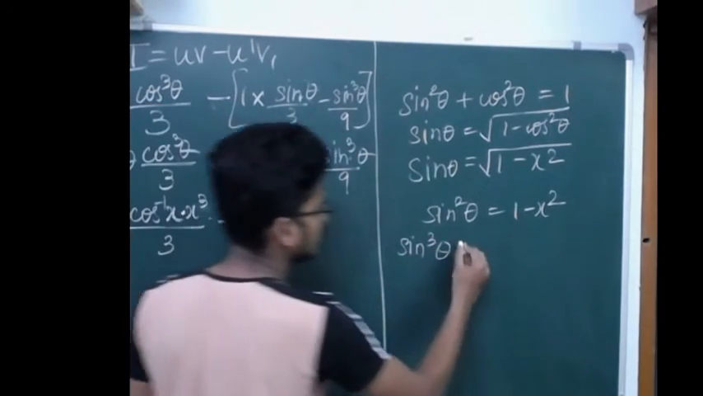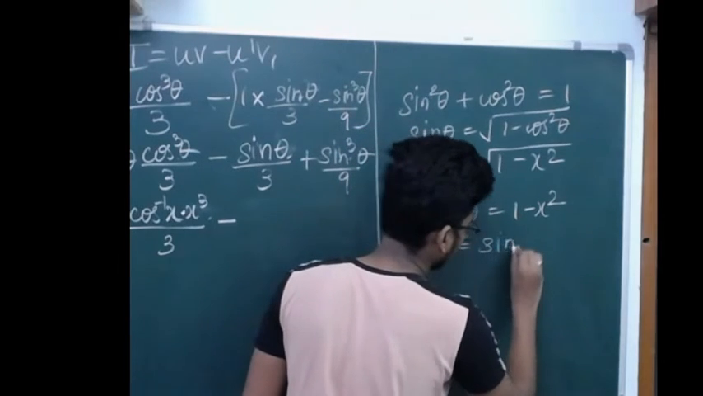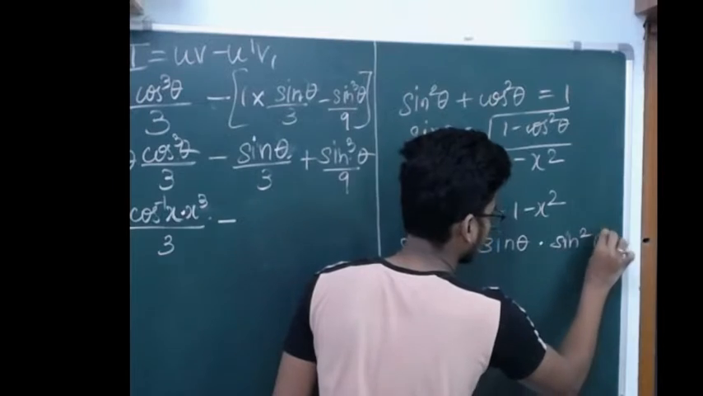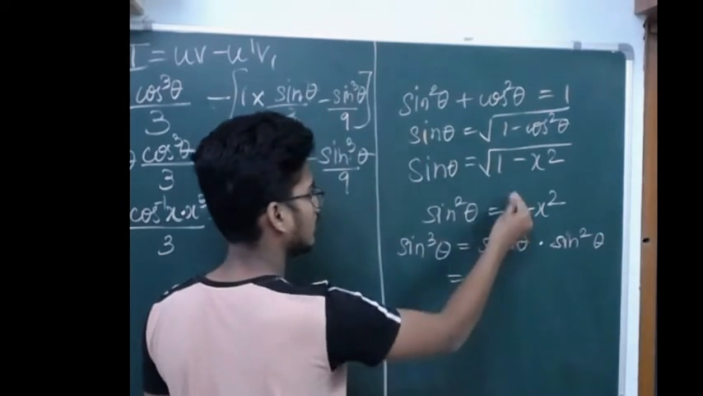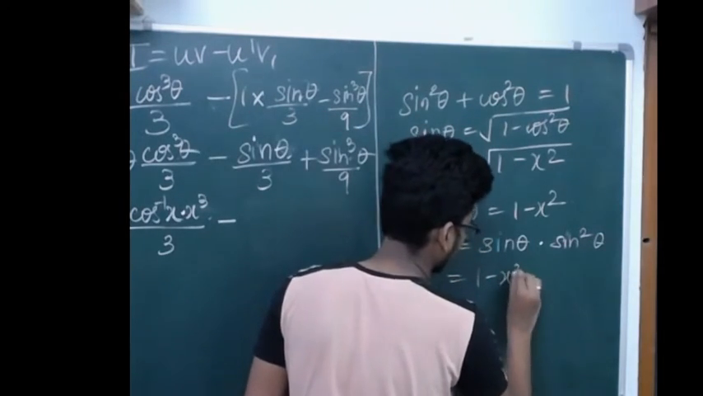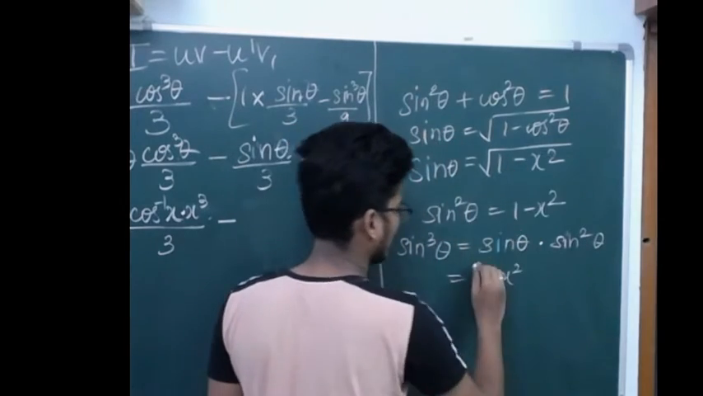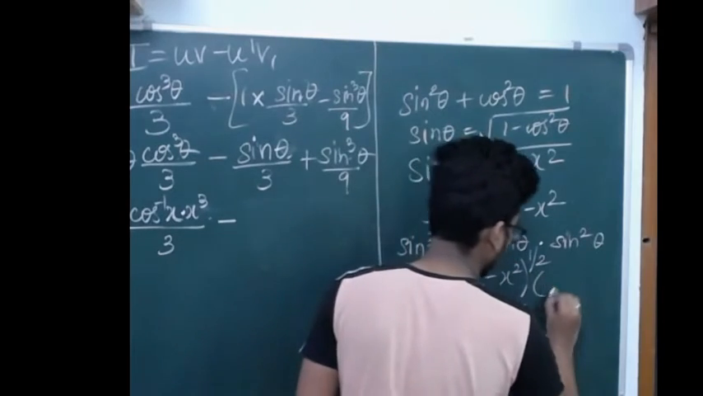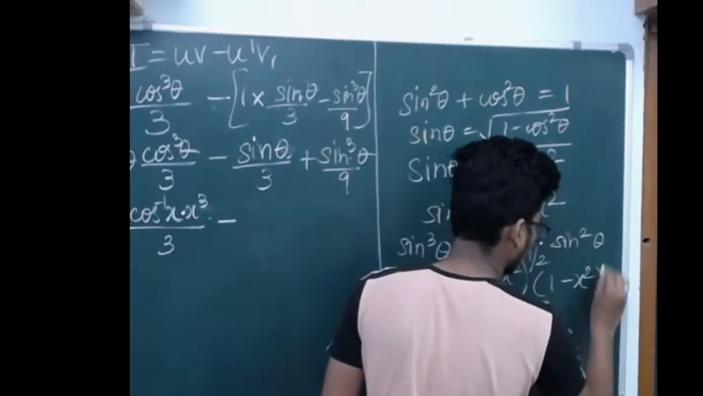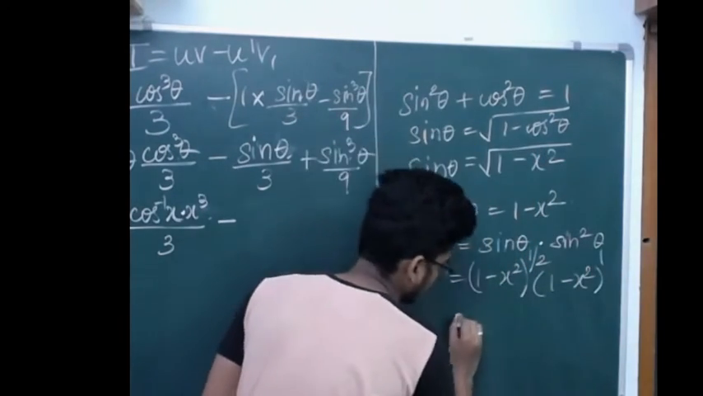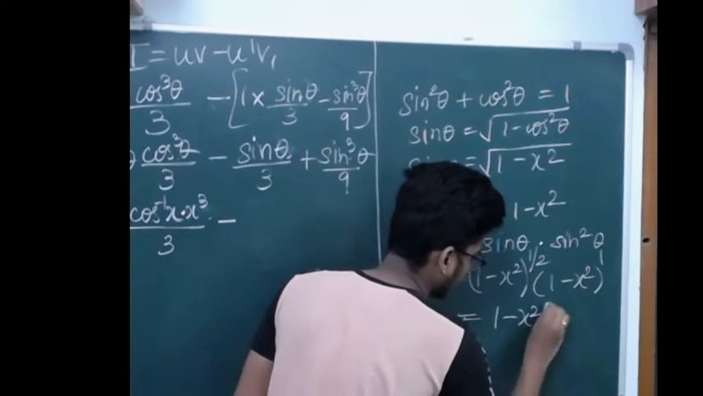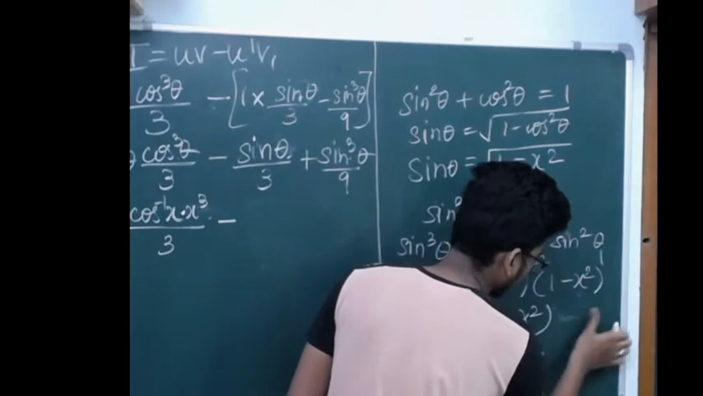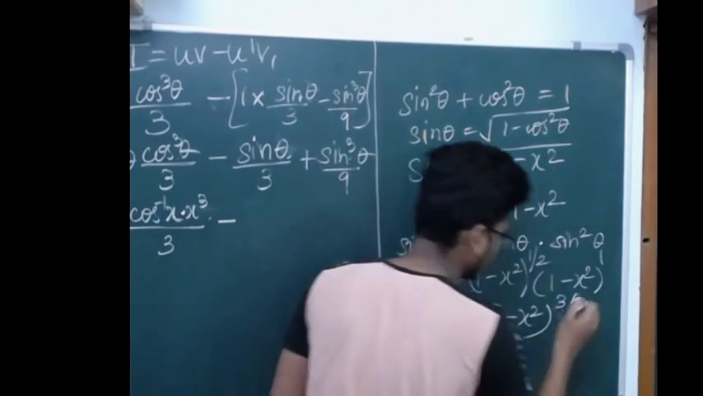So sin cube theta is equal to sin theta into sin square theta. That is nothing but root of 1 minus x square into 1 minus x square. Root can be written as the power half, and sin square theta is 1 minus x square the power 1. Same base, add the powers. So 1 minus x square to the power 1 plus 1 by 2, that is nothing but 3 by 2.